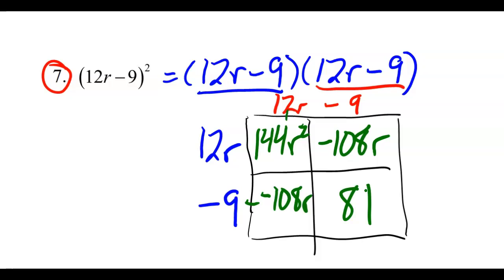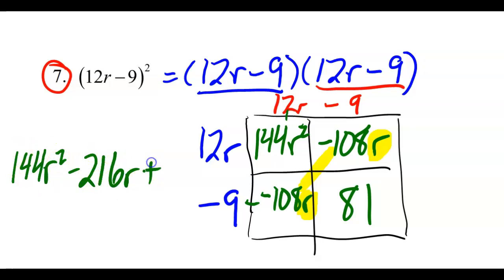Okay, generally with these, your like terms are the r terms. So there's an r and there's an r. So these on this diagonal are the ones that add together. So final answer, 144r to the second minus 216r plus 81.